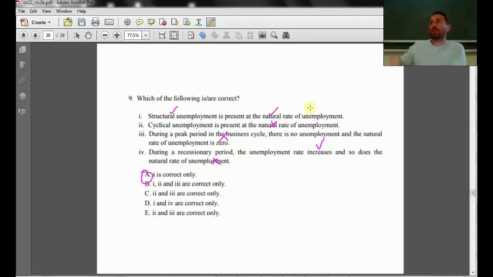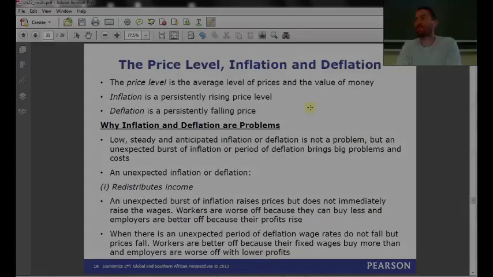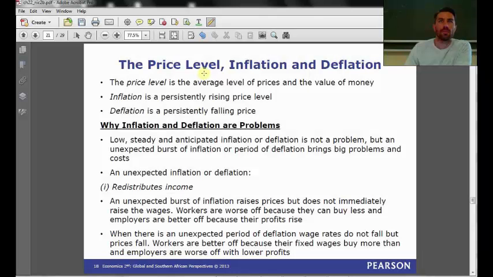Okay, anything else? No? All right. So moving on to the CPI and discussions about inflation. Okay, so let's first distinguish between the price level and a change in the price level. So the price level is the average level of prices. The price level also gives us some indication of the value of money.